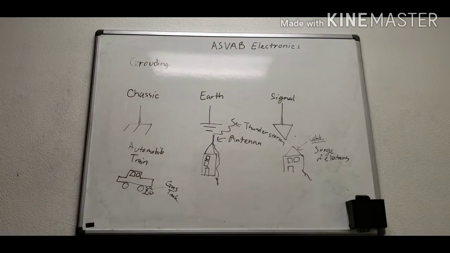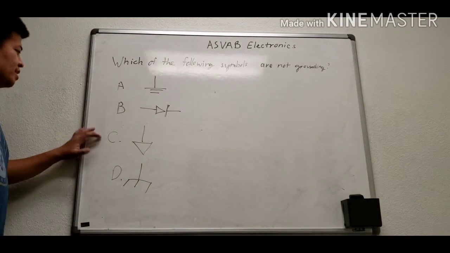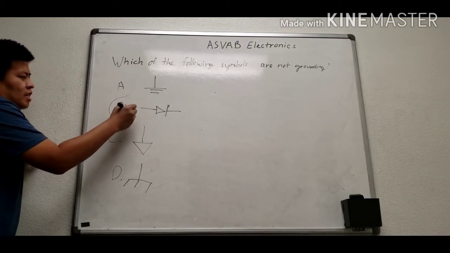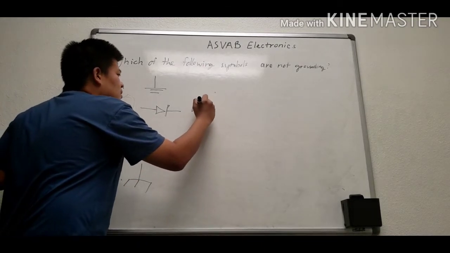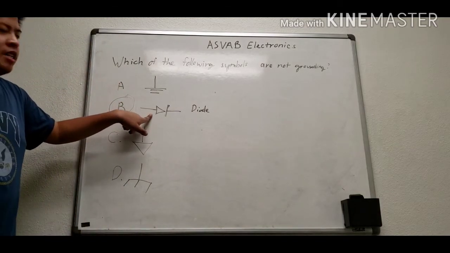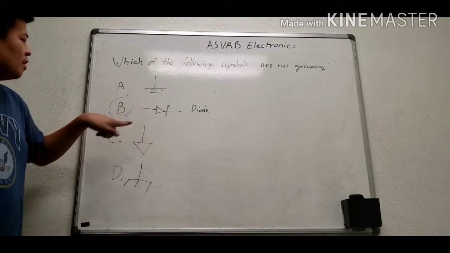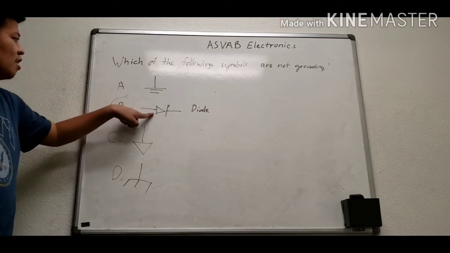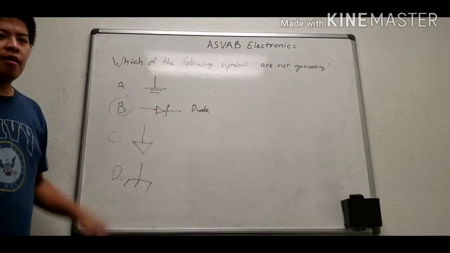The following symbols are not grounding. We have A, B, C, D. In here, we see that B is not grounding because this is the diode. Be careful. Many times, many students saw the triangle. They thought that's the signal grounding. So they choose C and B. They confused B and C. They thought the triangle is another grounding, but actually that's a diode.